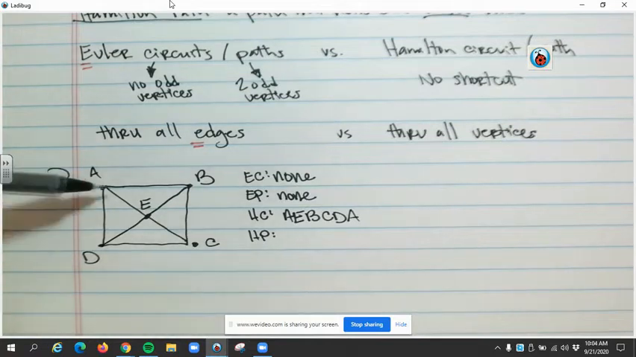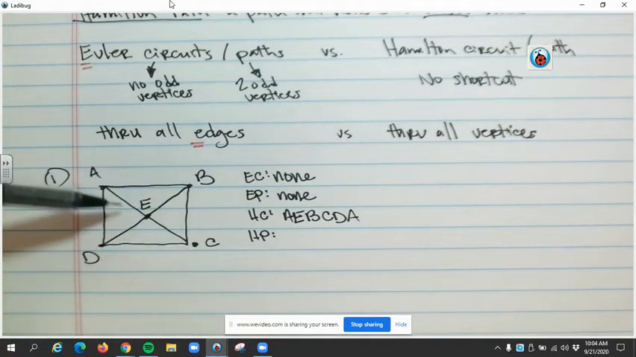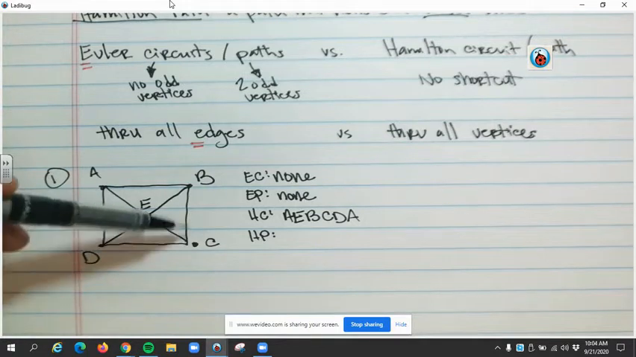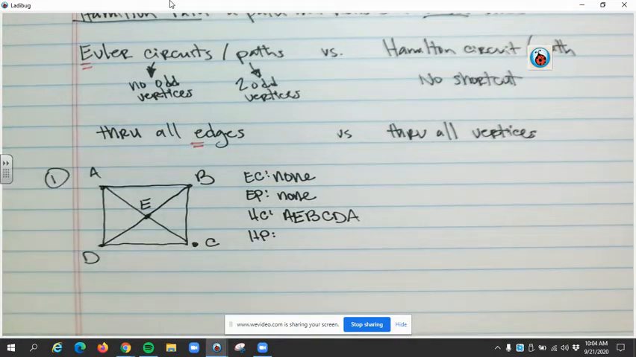You could do A, B, C, D, E, A. You could do A, D, E, C, B, A. There's lots of different ways you can do it. That's just one example of a Hamilton circuit. We're only going to write down one for each of these. A Hamilton path, if it doesn't say anything specific, just rewrite what you wrote for a Hamilton circuit and just take off the last letter.